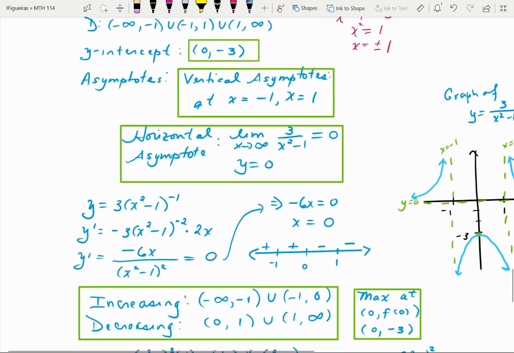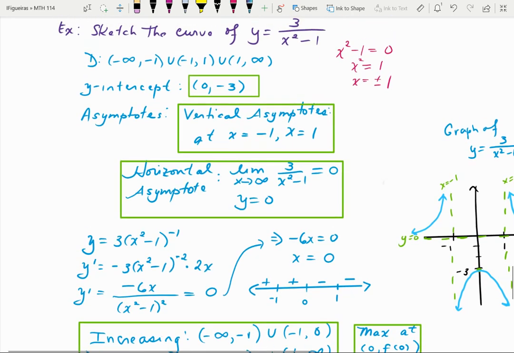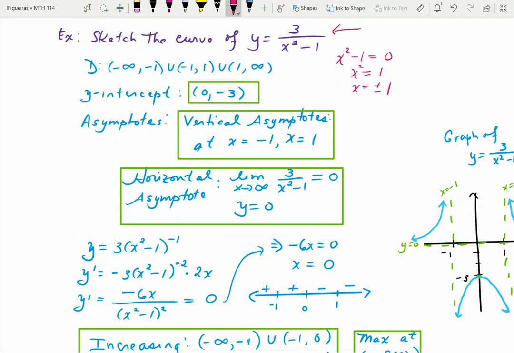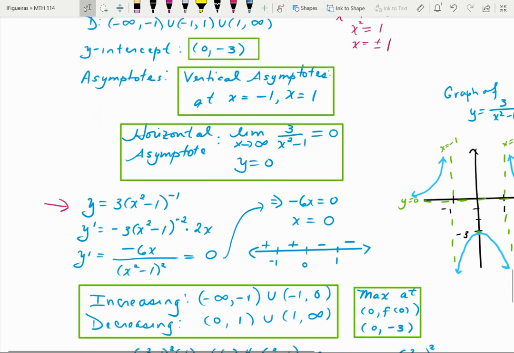All right, so derivative. I took our original equation, which remember is right here, 3 over x squared minus 1, and I rewrote it as you see here below, as y equals 3 times x squared minus 1 to the negative 1. And that's again to avoid quotient rule. Quotient rule takes a little longer than chain rule, but if you choose to use quotient rule, you should get the same answer. So I use chain rule, do power rule on the outside, so that's negative 3 times x squared minus 1 to the negative 2, and then take the derivative of the inside, which is 2x, and so you see that right here.